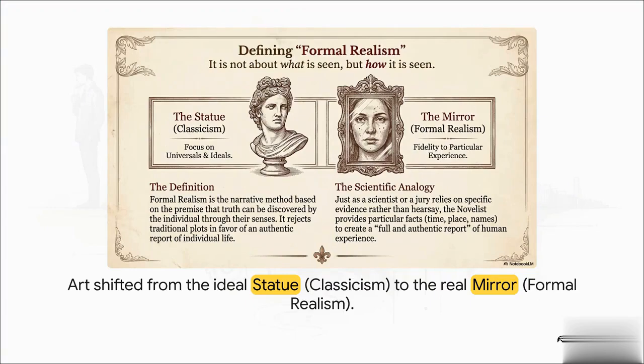Okay, check this out, because this slide just nails the change perfectly. For centuries, art was basically like a statue. Its job was to show us these timeless, universal ideals. You know, the hero, the king, the saint. But the novel? The novel held up a mirror. Its goal wasn't to show us the ideal version of things, but to give us a faithful, nitty-gritty reflection of one person's real, messy, individual life.